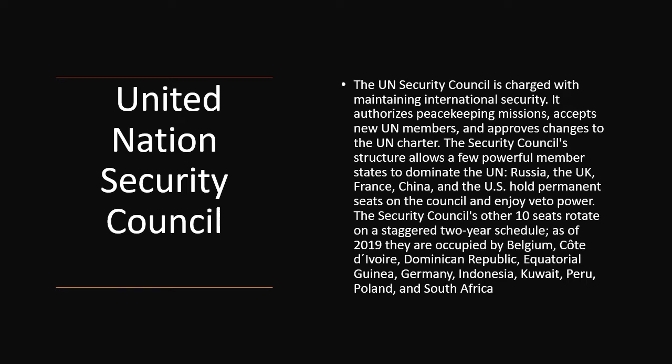The Security Council's other 10 seats rotate on a staggered 2-year schedule. As of 2019, they are occupied by Belgium, Cote d'Ivoire, Dominican Republic, Equatorial Guinea, Germany, Indonesia, Kuwait, Peru, Poland, and South Africa.